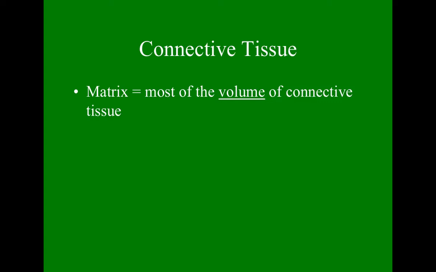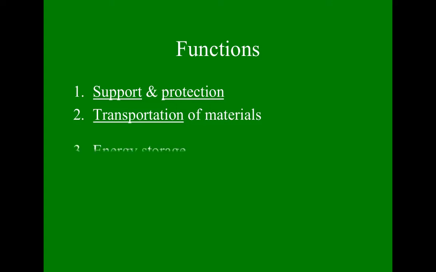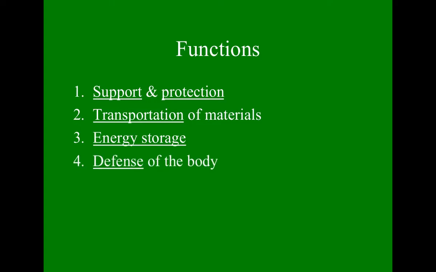Connective tissue also has some basic functions that it shares: support and protection, transportation of materials. So support and protection you can definitely see with bone. Transportation you can definitely see with blood. Energy storage, like in fat. And defense of the body, which is part of the immune function of the blood.